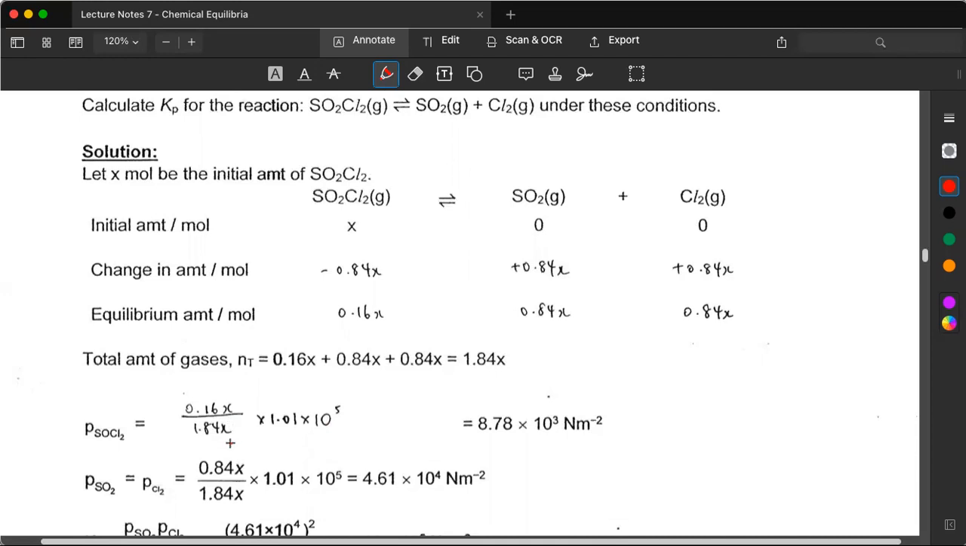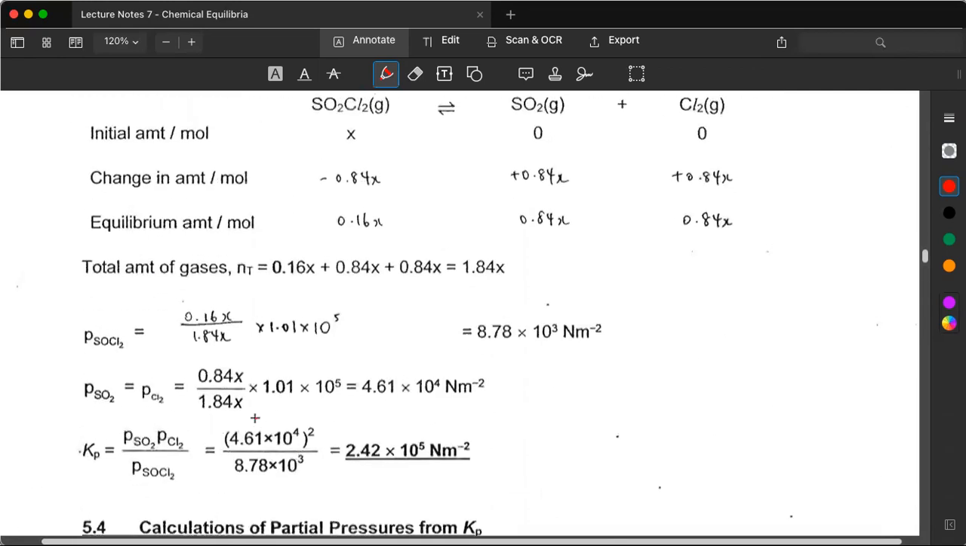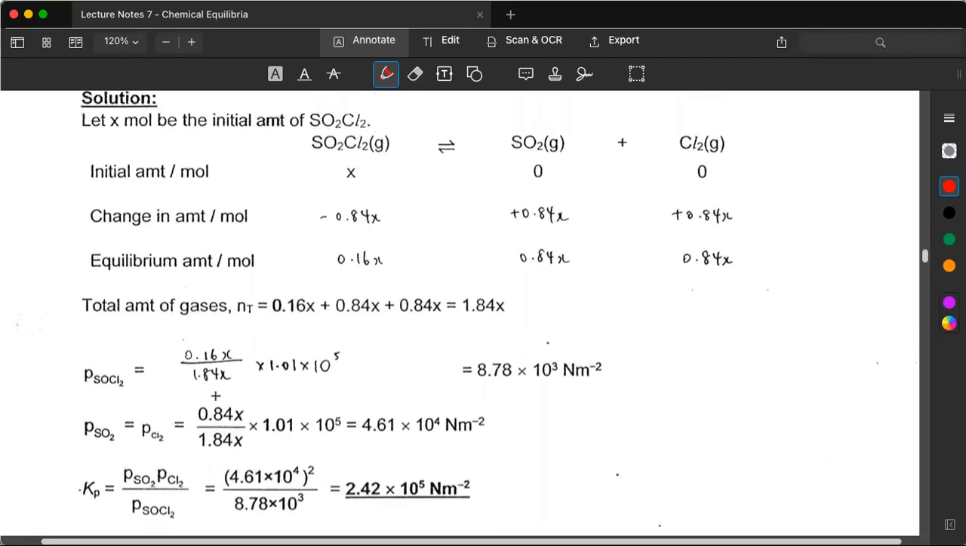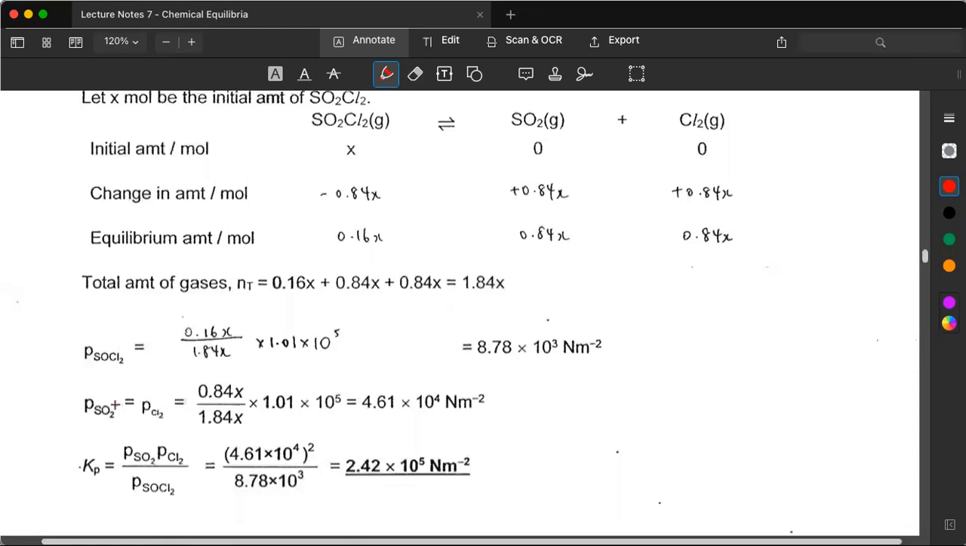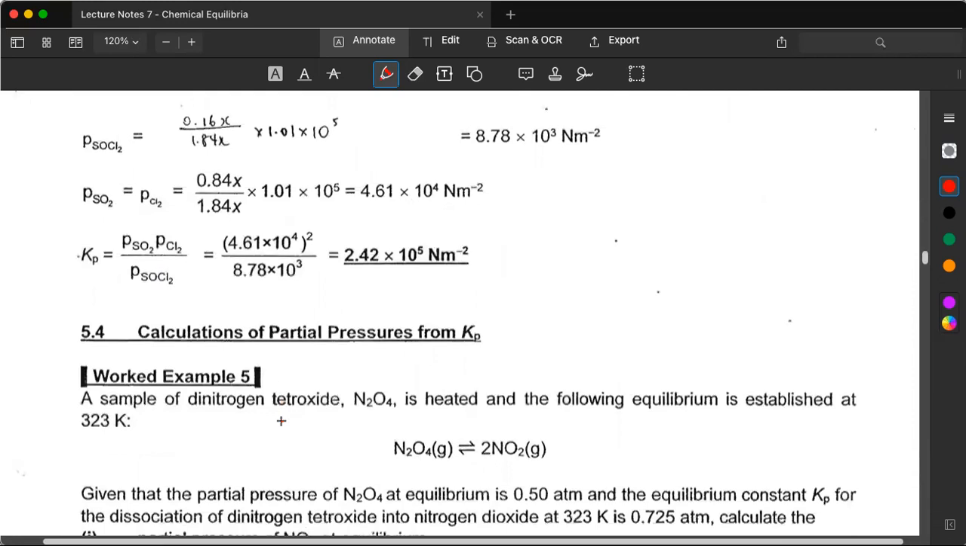So you need to convert. After that, you take 0.16 divided by 1.84 times the total pressure they give you. Do the same for SO2 and Cl2, which is the same line. Then you just calculate. That's it. Okay, another example.